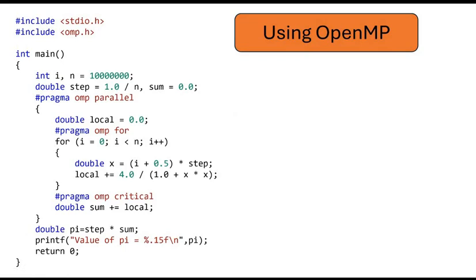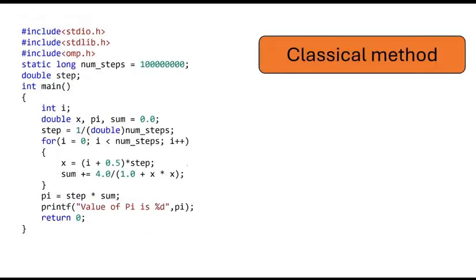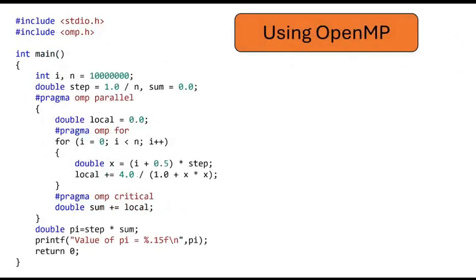Then I have pragma critical. Why do we need it? Oh, sorry, I skipped the for loop. It's the same as the previous one. The for loop is exactly the same, not much difference. Instead of sum, now I'm just doing local. And why is that? Because I need to avoid race conditions. So I am updating the local variable here so that I can avoid the race condition.